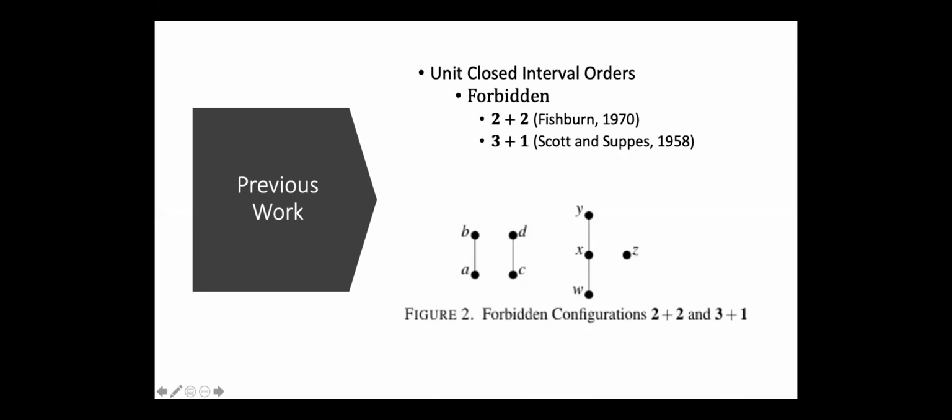And within each class of interval orders, we have what we call forbidden posets. That pretty much just means that these are posets that cannot be represented using this class of interval orders, I should say. For instance, for unit closed interval orders, we have a 2 plus 2, which you'll see here in the figure on the left, and a 3 plus 1, which is this y, x, w, and z. Neither of those can be represented using unit closed interval orders. And we're not necessarily going to go into why they can't be represented because of time constraints.